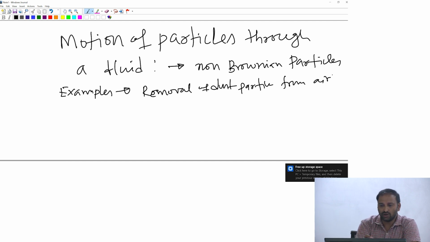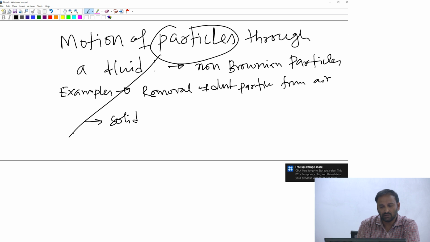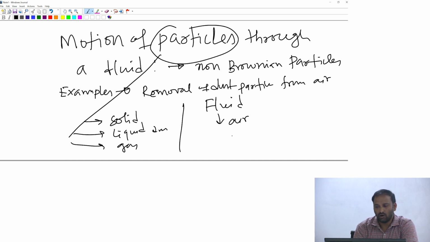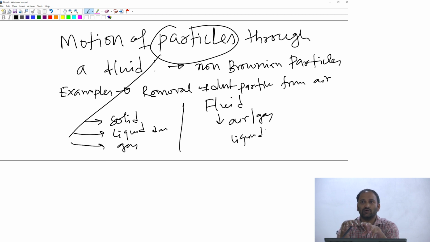In general, the particle that we are going to consider, like in other cases, could be a solid particle, a liquid drop, or a gas bubble, and your fluid can be either a gas or a liquid. So there are several operations in which you have particles moving in a fluid. One example is, as I said, the removal of dust particles.